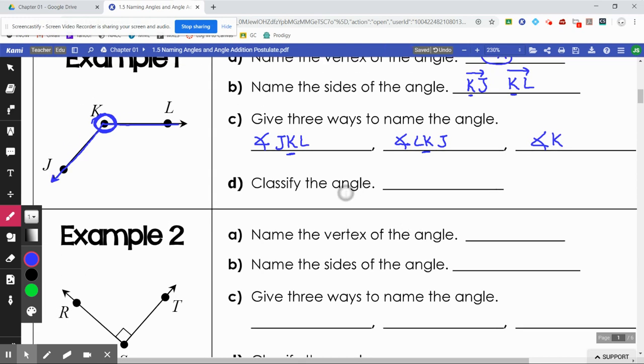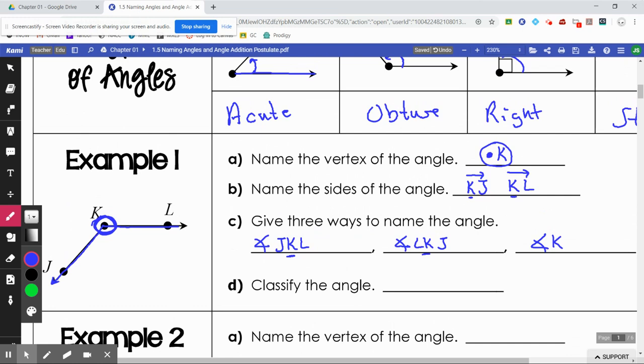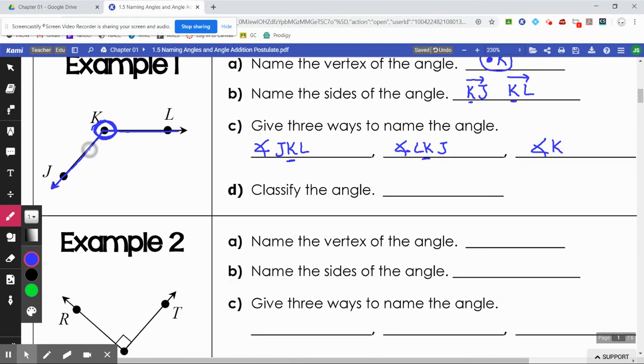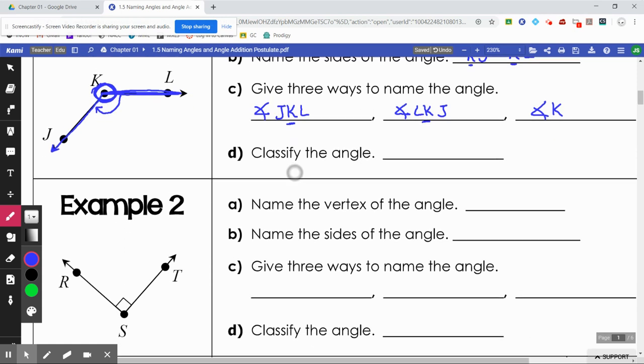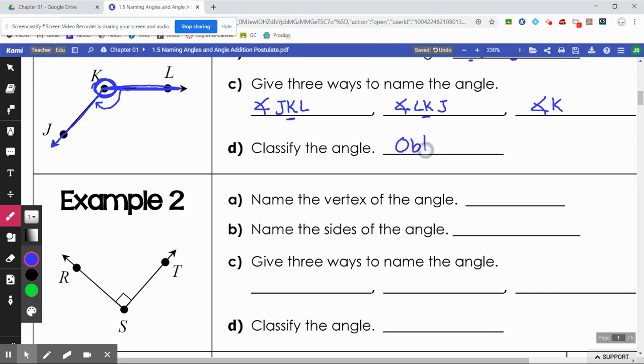Now, classifying it, is it acute, obtuse, right, or straight? If you were to swing this thing back, again, this is kind of where our starting point is, and then we start opening the door. We passed 90 and we went further, but we're not yet at 180, so this is an obtuse angle.